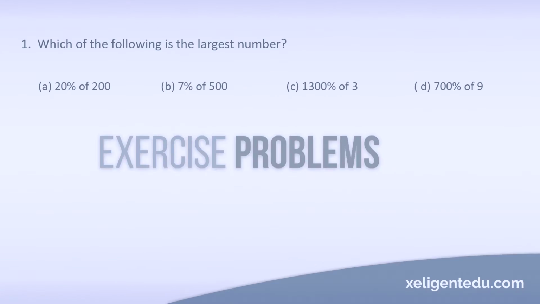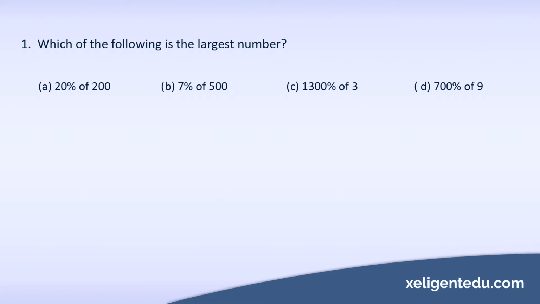Now let's solve some exercise problems. First one, which of the following is the largest number? Option A, 20% of 200. Option B, 7% of 500. Option C, 1300% of 3. And option D, 700% of 9.